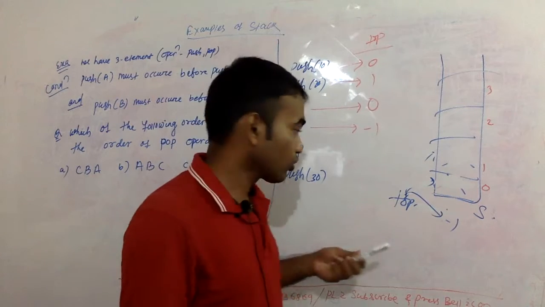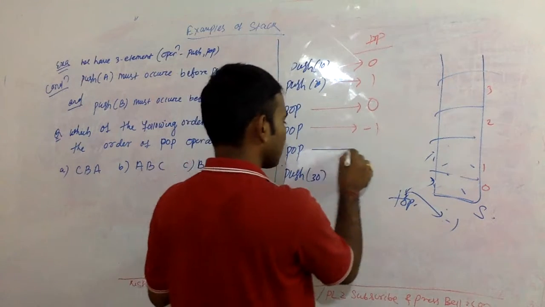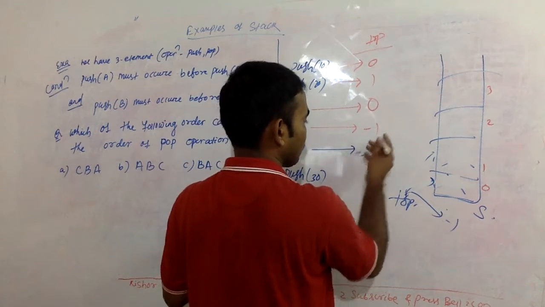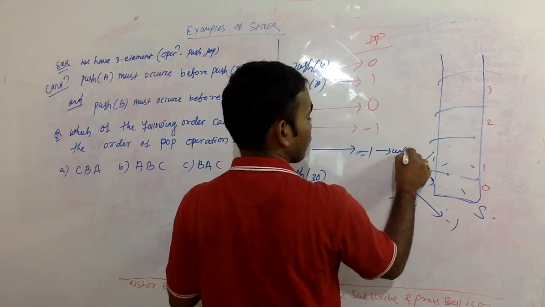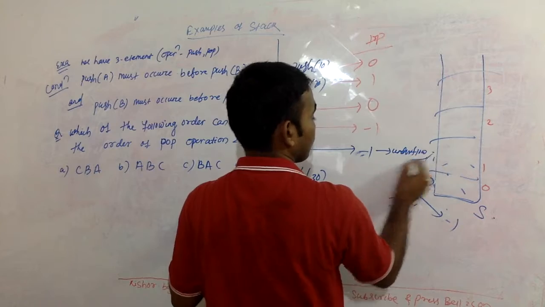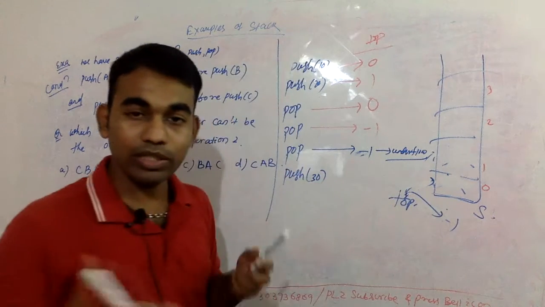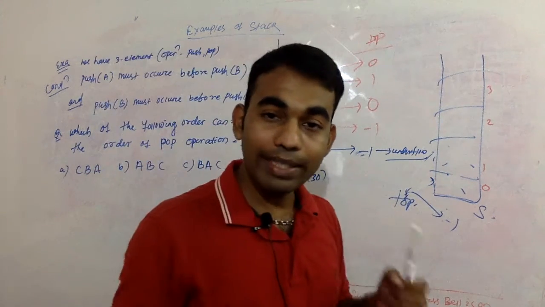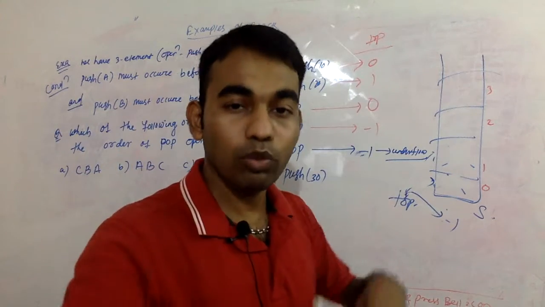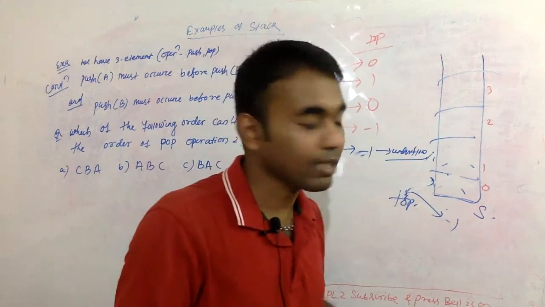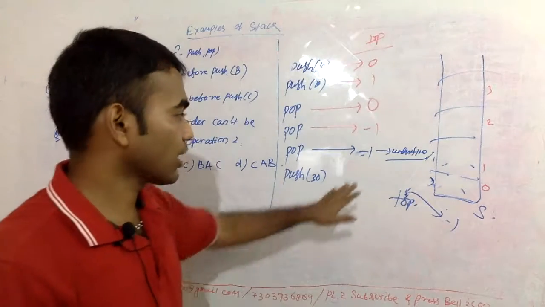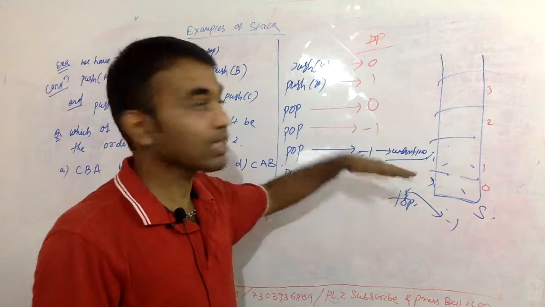So what will happen? This is the situation which is known as underflow. This top is going to be -1, but this is known as underflow. What is underflow? Underflow is a situation where you want to delete or pop an element from the stack and there is no element. That is known as underflow. And what is overflow?